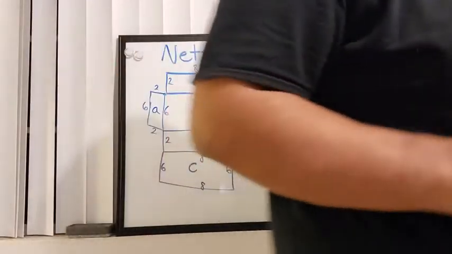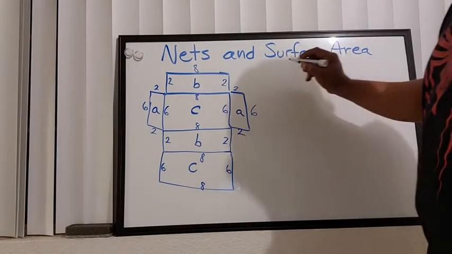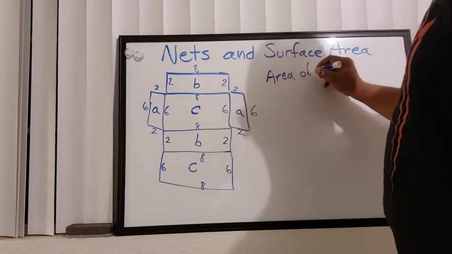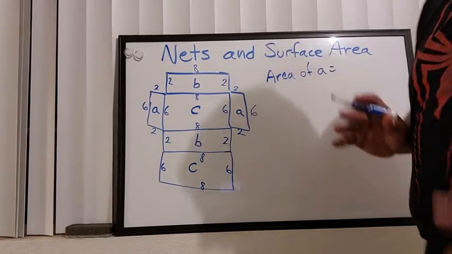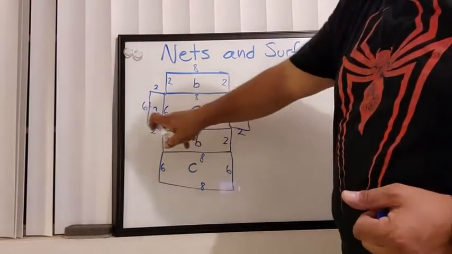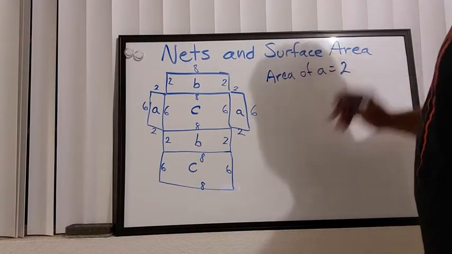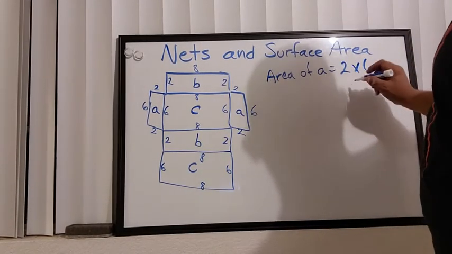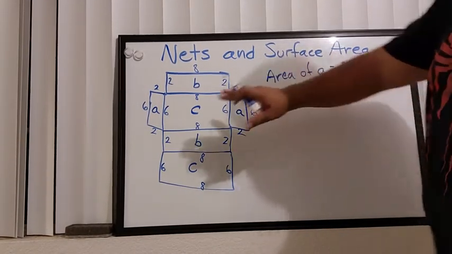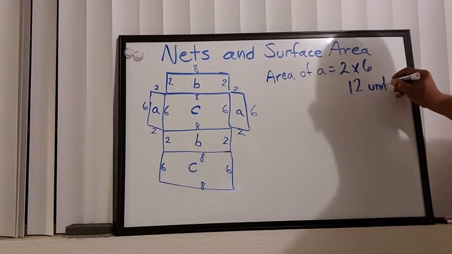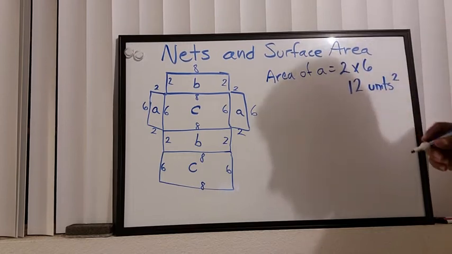Now, if we move on to this side and we start finding the area of A, well, if we remember correctly, the area is base times height. So if we go to A, the base is 2, and the height is 6. 2 times 6 is 12. So our area for A is 12 units squared.